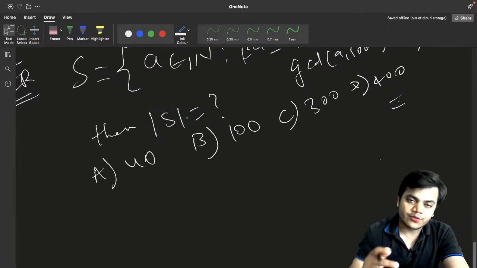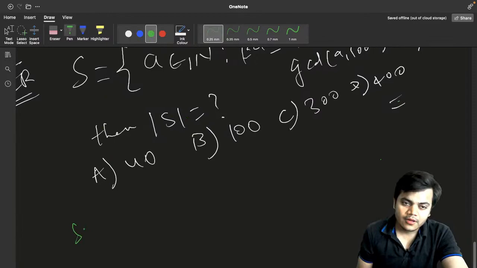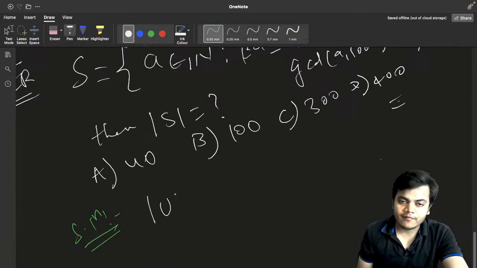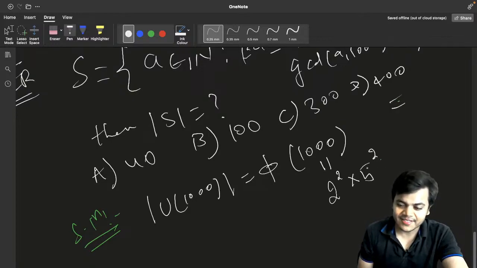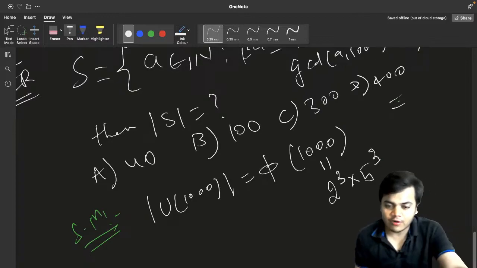So first of all, I would like to say, you have to find what? The number of elements in U1000, right? The number of elements in U1000. So this will be given as phi of 1000. And what is the prime factorization of 1000? Certainly we already know 2 raised to the power 2 into 5 raised to the power 2 is 100. But we need 1000, so we need to multiply with 10, so we will increase 2 and 5 by one more. So certainly 2 raised to the power 3 into 5 raised to the power 3 is the prime factorization of 1000.